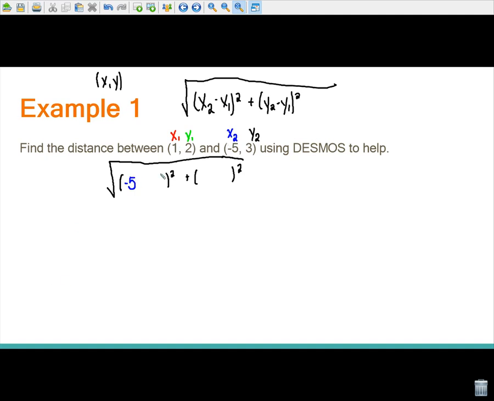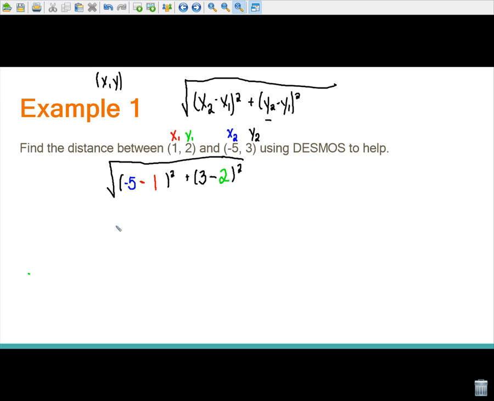So x1 we said was red, so we're going to write our minus sign here, and our x1 was 1. So (-5 minus 1) squared plus our (y2 minus y1). So our y2 we had in black, we said was 3. So we say our y2 here is 3, and our y1 we said was green. So minus our y1, which was 2. Okay, so we have (-5 minus 1) squared plus (3 minus 2) squared.